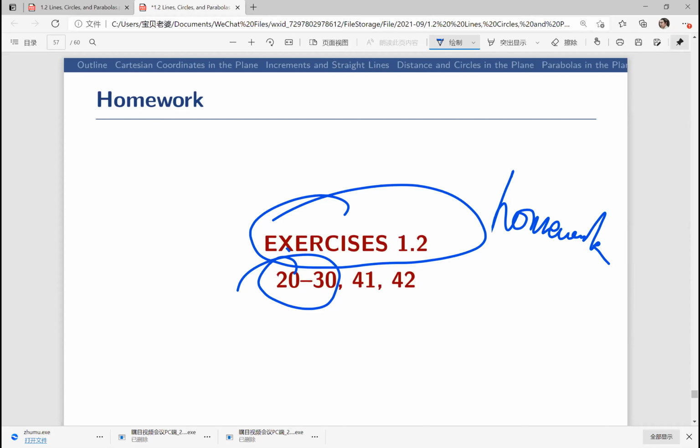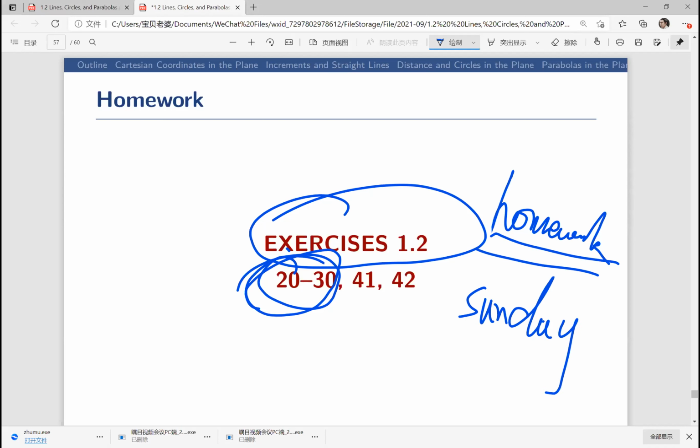Okay, what is the deadline for this homework? One moment, please. I check the homework. The homework is exercise 1.2, from 20 to 30. This is the homework for this week, and the deadline is Sunday of this week. Okay, the Sunday. Got it.